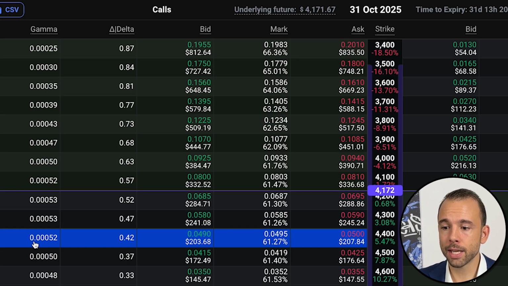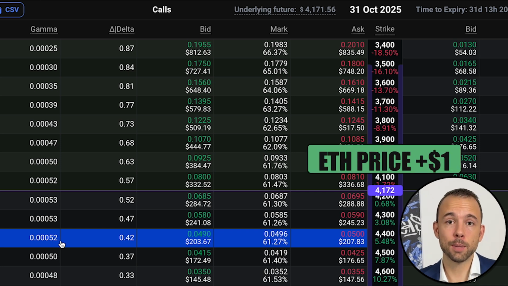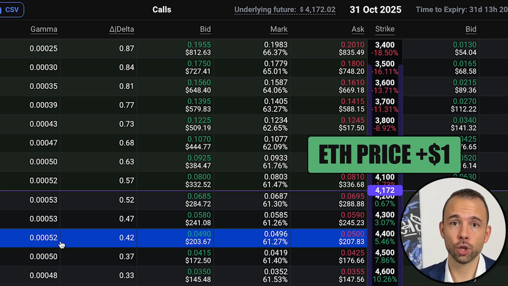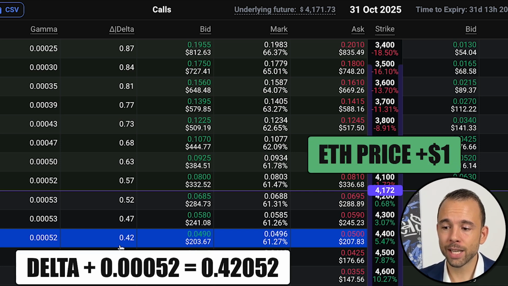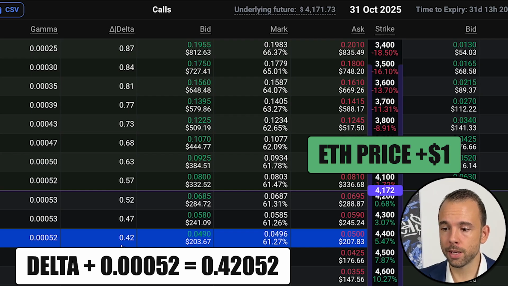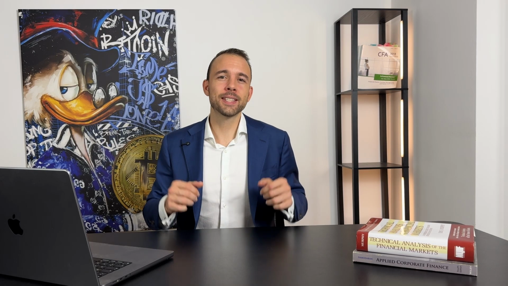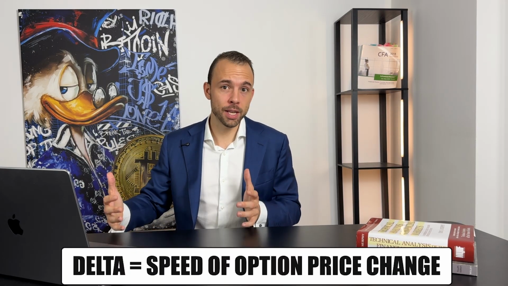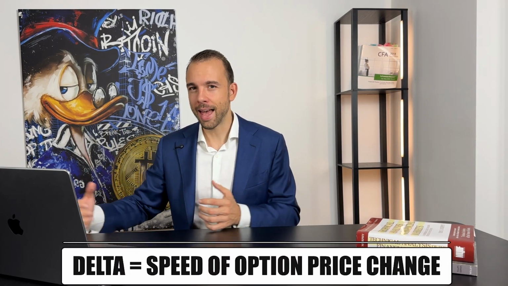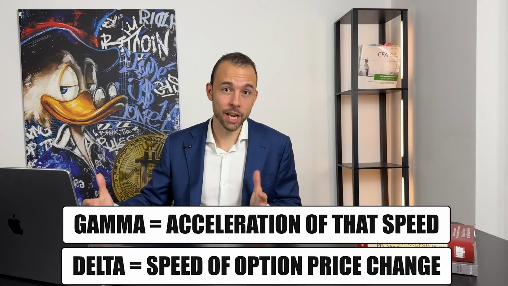And here we can see the gamma. And the gamma is equal to 0.00052. So that means if the price of Ethereum will increase by $1, delta will increase by 0.00052 as well and will be equal to 0.42052. And to keep it simple, we can remember this in the following way. Delta is the speed of the option price change and the gamma is the acceleration of this speed.